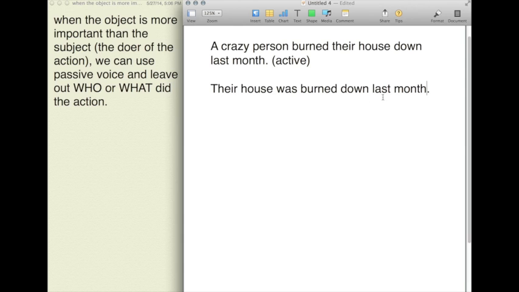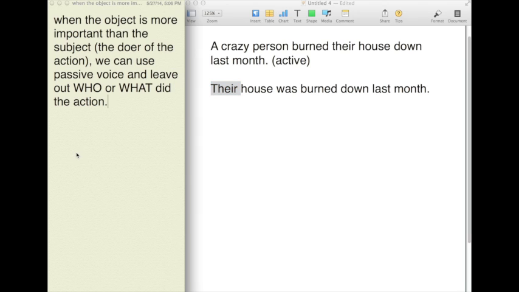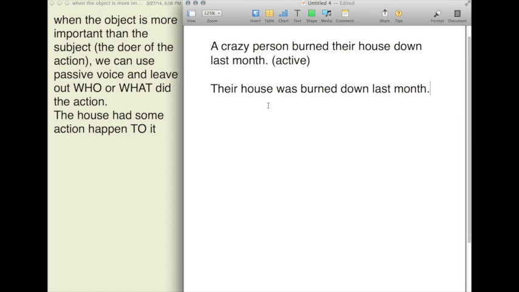But you can also look at what's happening here. Their house was burned down. First, you can look at this past participle, and you can say, well, the house didn't do anything, right? The house just had something happen to it. The house had some action happen to it, and so it's passive voice. The house is getting some action. It's not doing some action, right? So because this is what's happening, we can say it's passive voice.